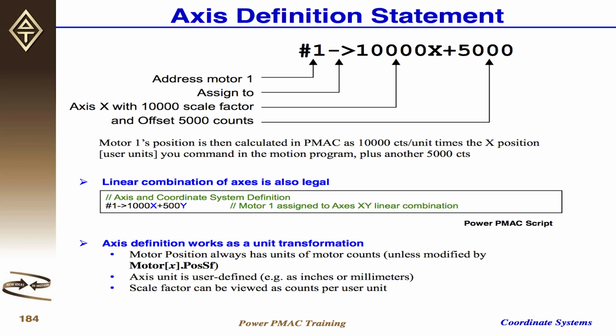So if you have just a simple scale factor, the axis definition is basically just a unit conversion, converting between the encoder counts of the motor to whatever units you want to use for your axis.